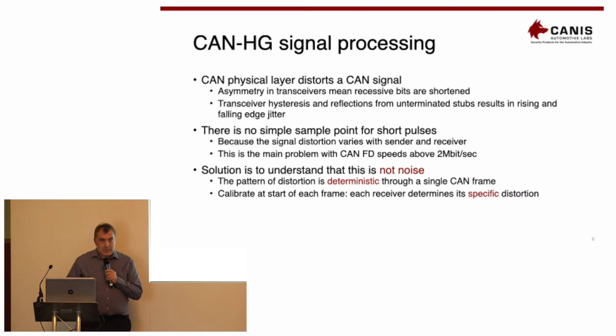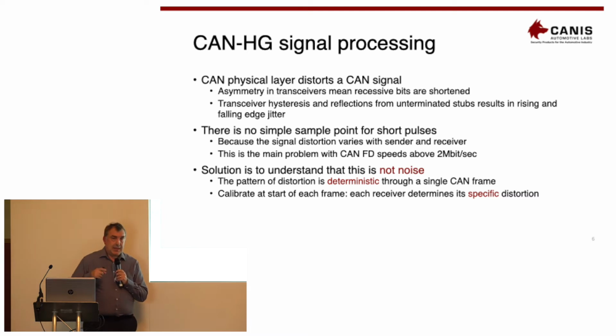And that means there's no simple sample point for a 10 megabit sampling system. If you're running 10 megabits out in that little gap, there's no one simple place you can pick that works across the bus. And that's why CAN FD can't generally go above 2 megabits. It's this jittering, if you like, of the signal.